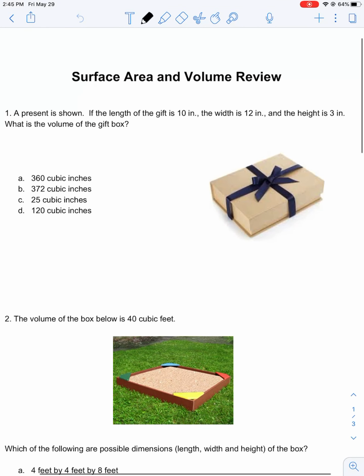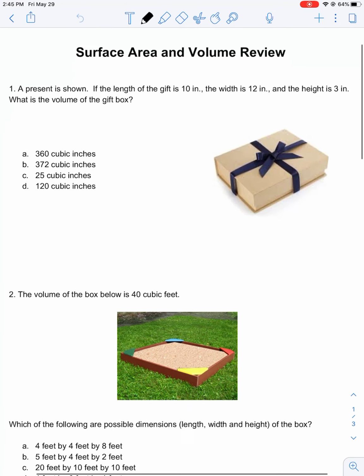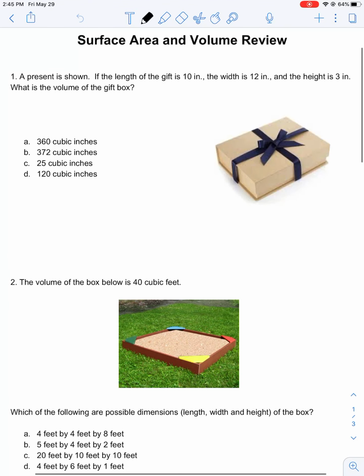All right, this is our surface area and volume review. Our first question is: a present is shown. If the length of the gift is 10 inches, the width is 12 inches, and the height is 3 inches, what is the volume of the gift box?